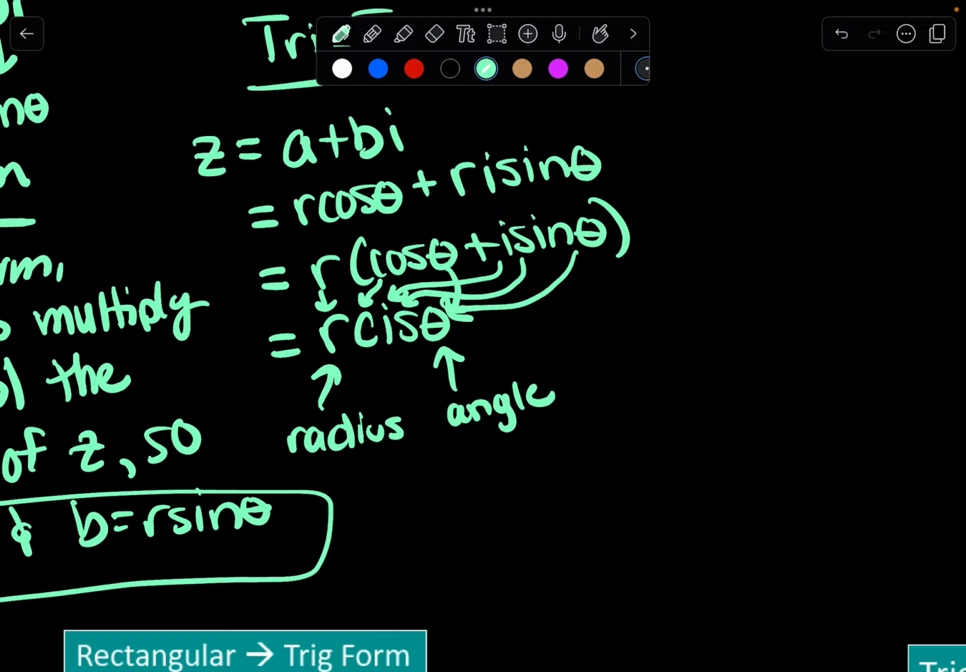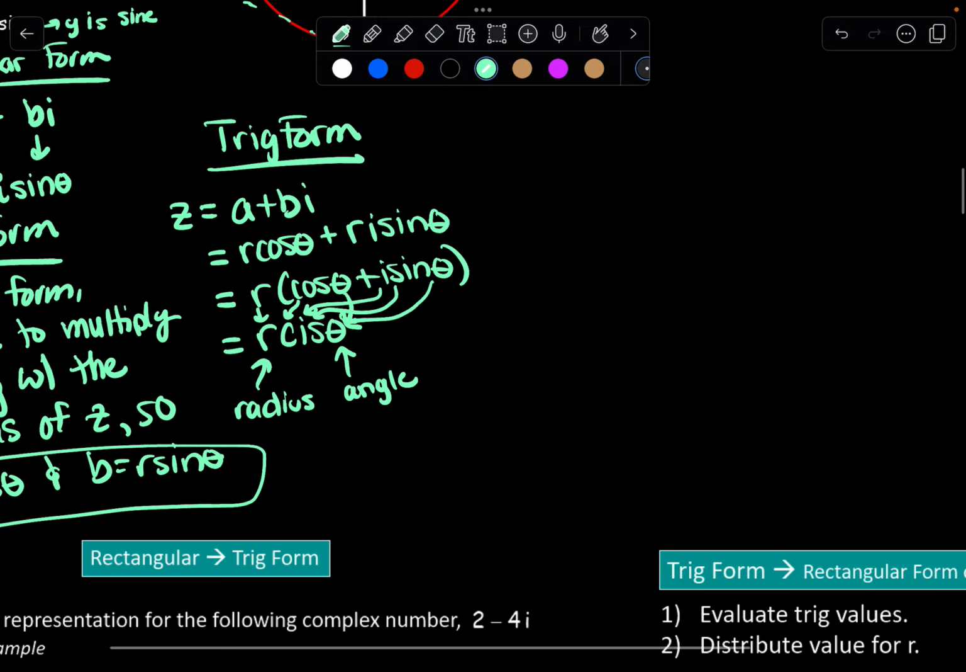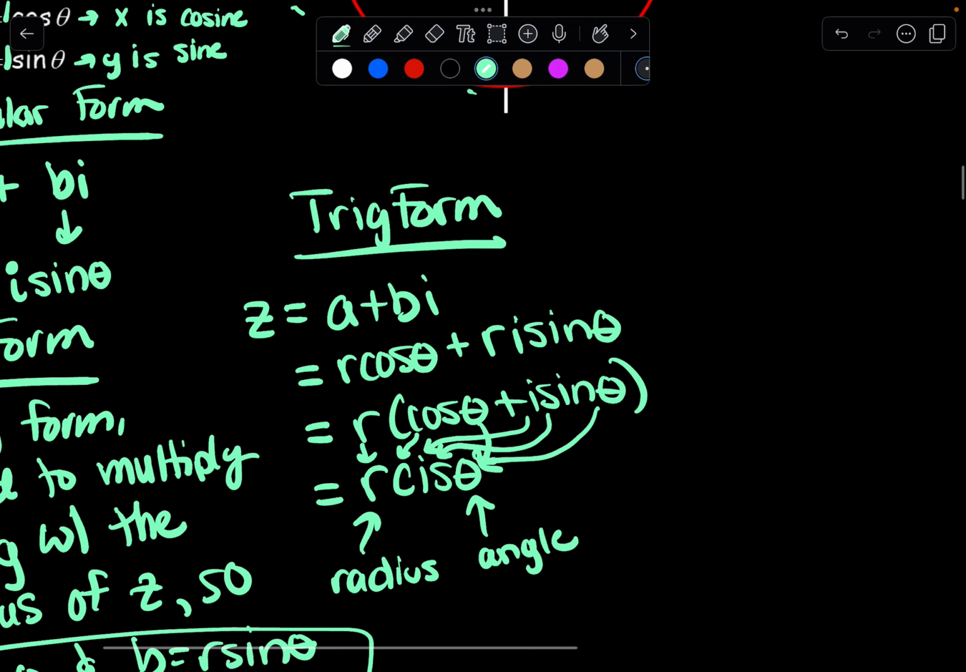And in the next video, we will talk about converting from rectangular to trig and vice versa. So this will be very important to understand.